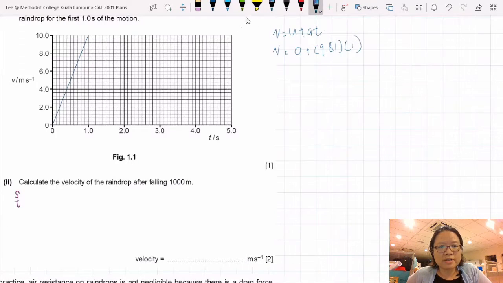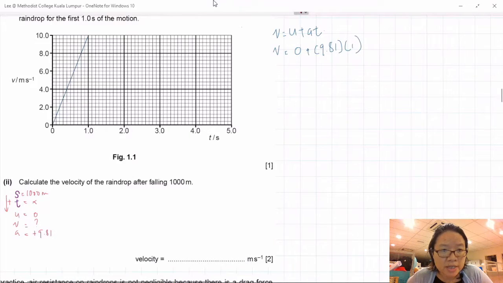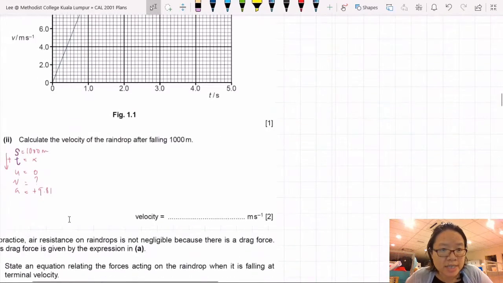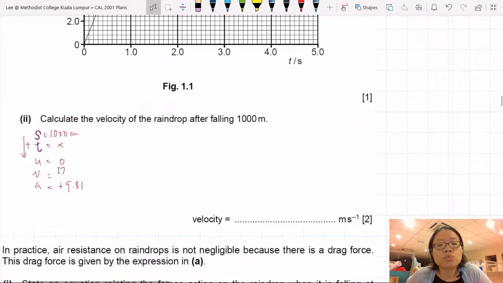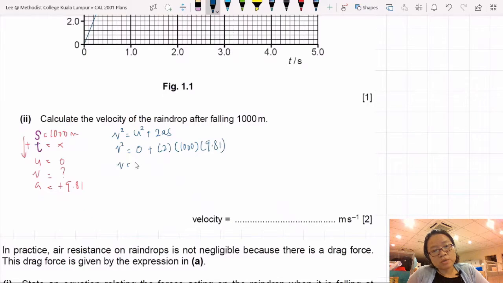You are asked to calculate the velocity of the raindrop after falling 1000 meters. So your S is 1000, T you don't have, U is 0, V you want to find, and A is positive 9.81, treating downward as positive, so that your S can keep as positive. See the arrow there, downward is positive. Since we have no T, we'll use V squared is U squared plus 2AS. Sub the values in, and you will get a very large speed, my friend.